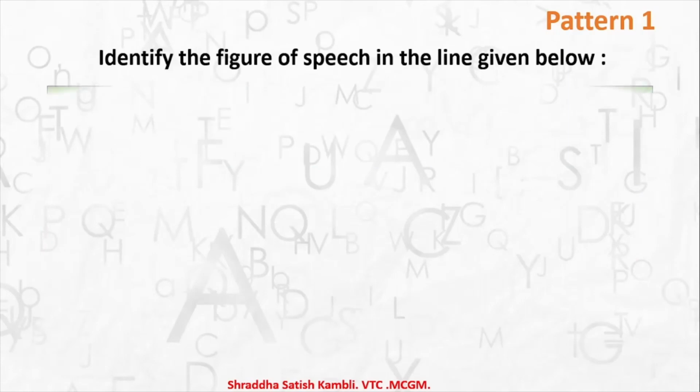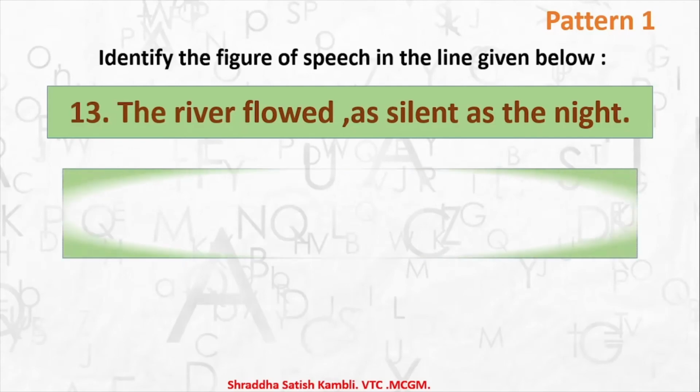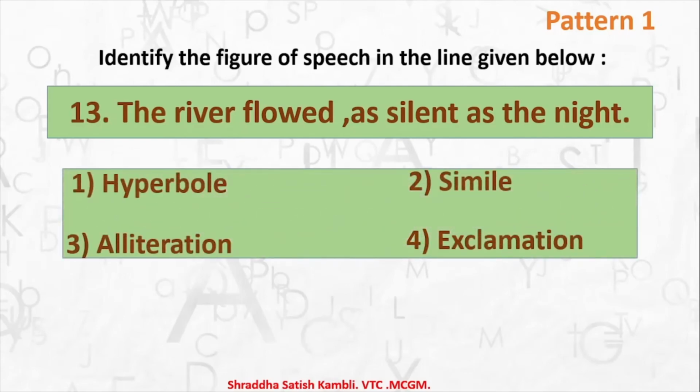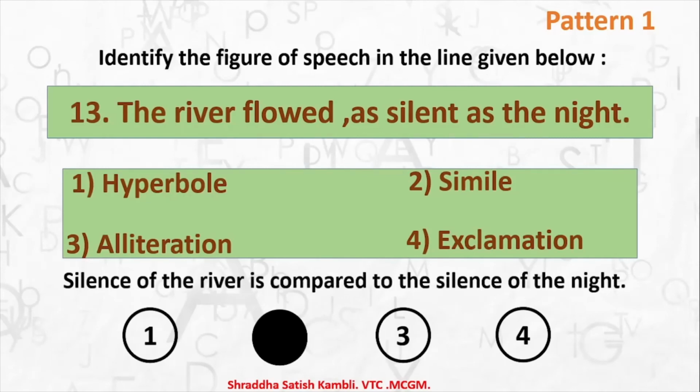Example number 13. The river flowed as silent as the night. So I'm sure you know the answer now. So which one is it? Yes, it is answer number 2, simile. Why? Because there is comparison between the river and the silence of the night. Or you can say the silence of the river is compared to the silence of the night. So it is simile. Coming to the last few questions for today.